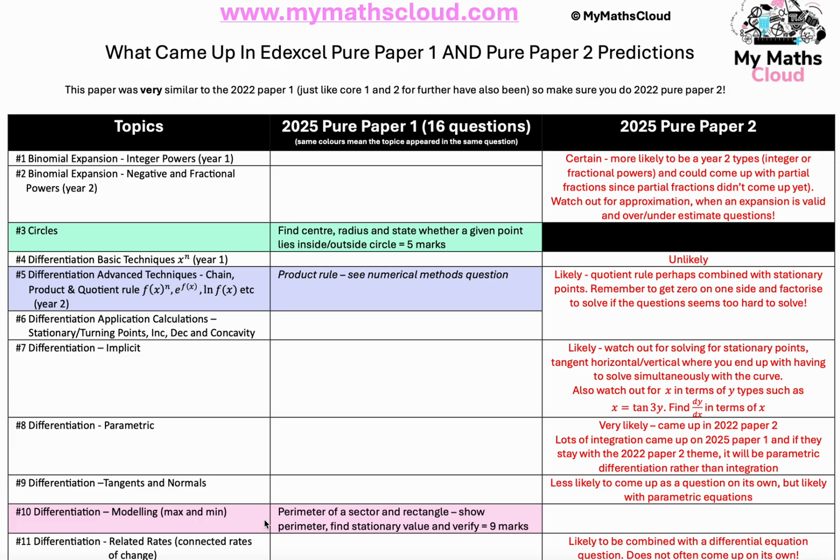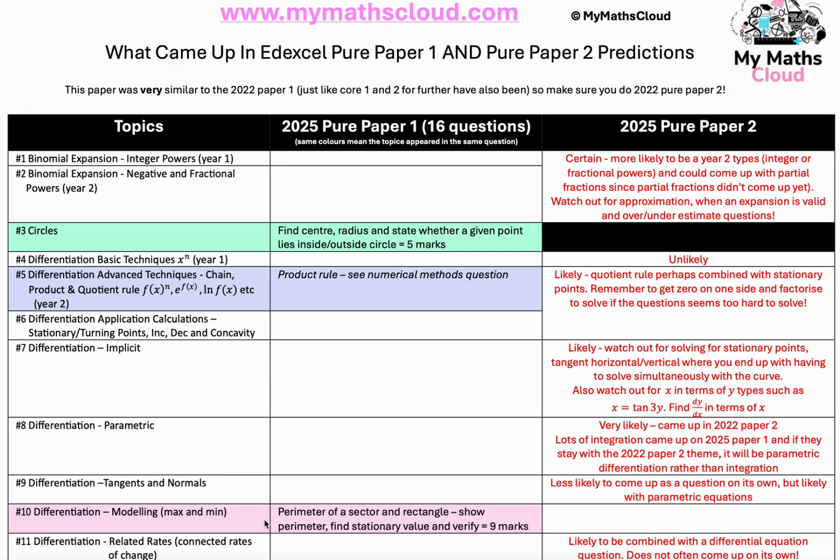Just a few brief comments about paper one. It was a relatively easy paper, very, very similar to June 2022, which is a little bit strange because I know they said they were going to make the exams easier, more accessible this year, yet every single pure exam, core 1 further, core 2 further, and now pure paper 1, has been very, very similar to the June 2022.